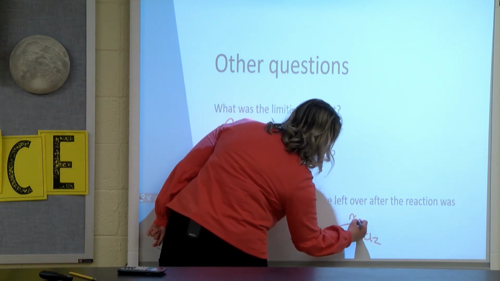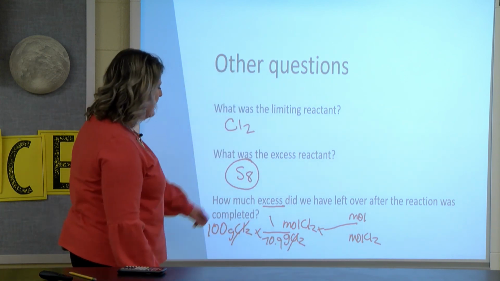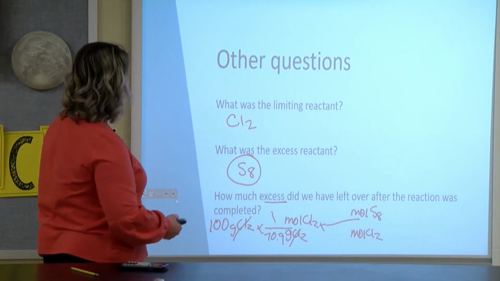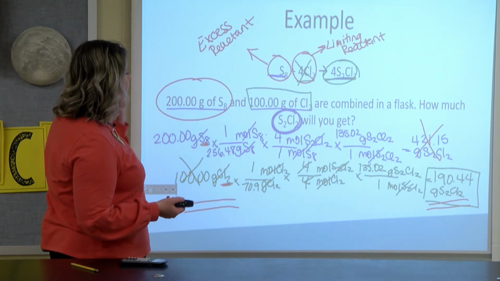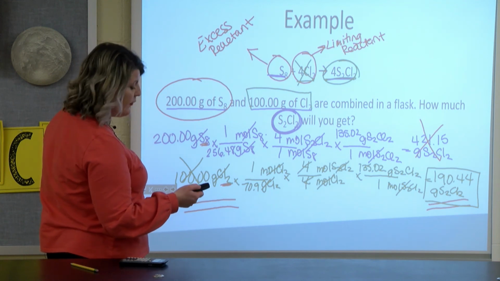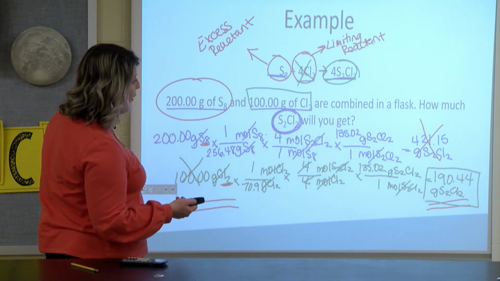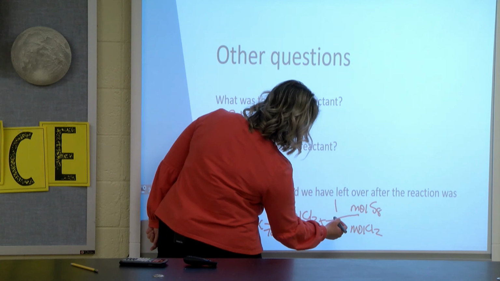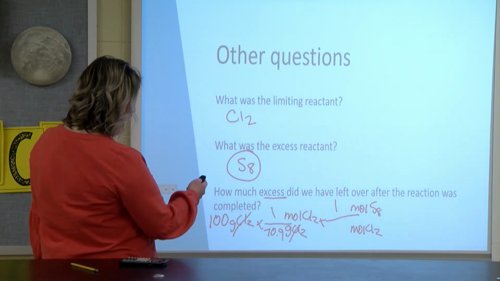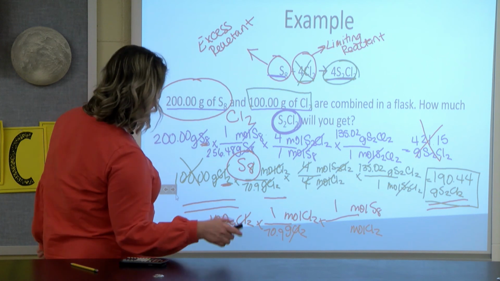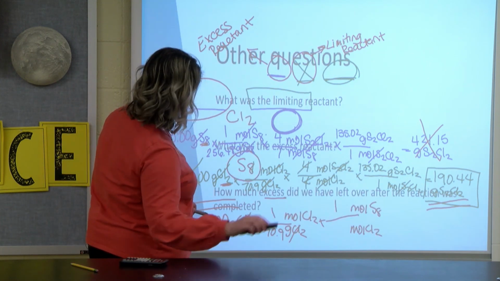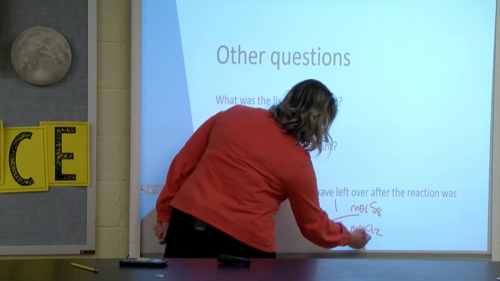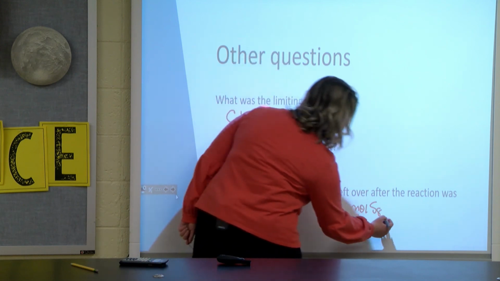And on the top, we're going to use our mole-mole ratio, but this time I'm going to go to my excess, and your excess is S8. So I'm going to flip back to the screen before to see what those mole ratios were. In front of S8, I have a 1, and in front of Cl2, I have a 4. So on the bottom, I'm going to put a 4. I'm going to cross out moles of Cl2 and moles of Cl2, and I have moles of S8 left.